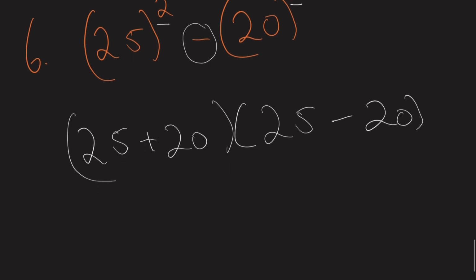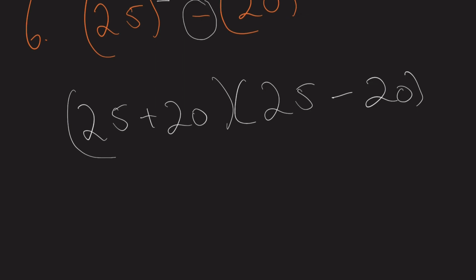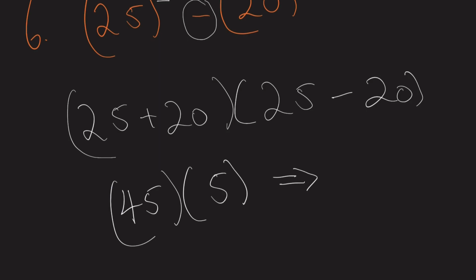So you do 25 plus 20, that gets you 45. And the other bracket, you do 25 minus 20 gets you 5. And that'll get you the final answer as 225 when you do 45 times 5.